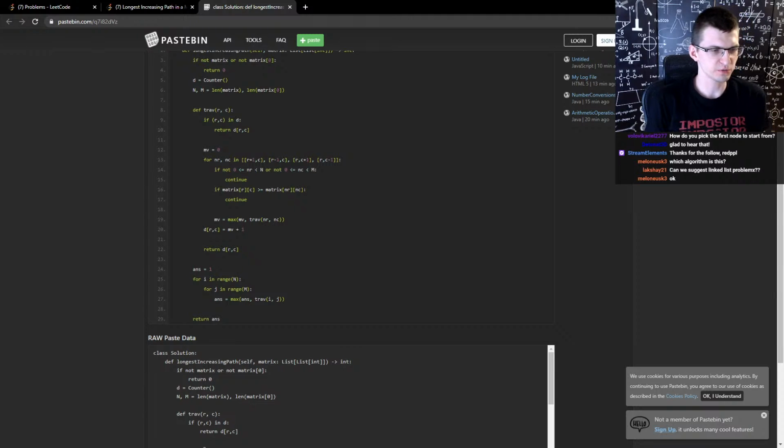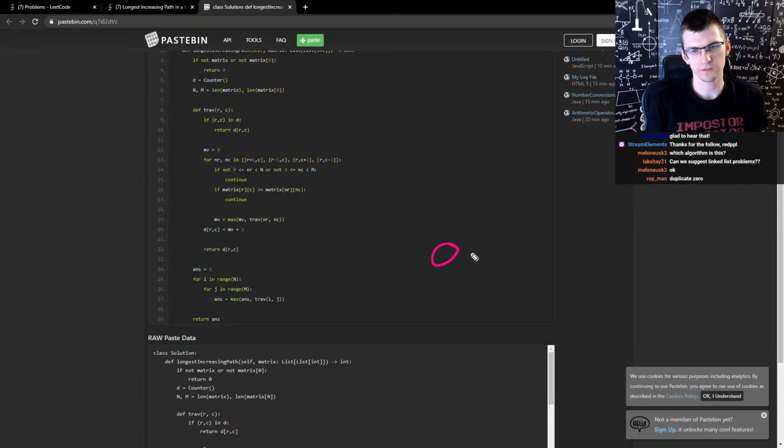How do we pick the first node to start from? You can do it in any order. No. Look at this graph.